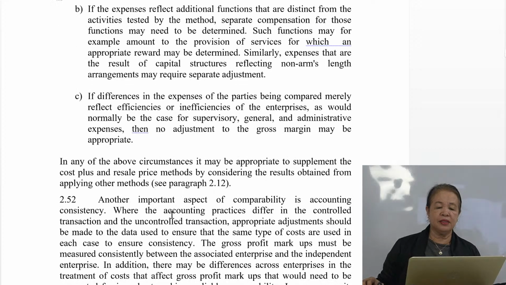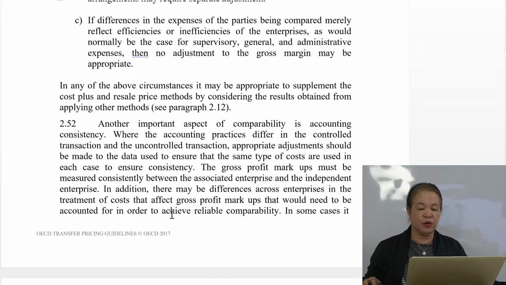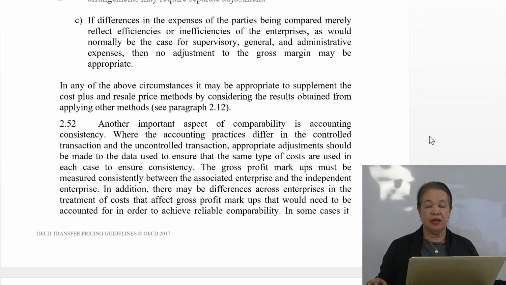If differences of the parties being compared merely reflect efficiencies or inefficiencies of the enterprises, so that's the reason why there are differences, no? The efficiencies or inefficiencies. As would normally be the case for supervisory, general, and administrative expenses, then no adjustment to the gross margin may be appropriate. No? So, hindi sila talaga equal.